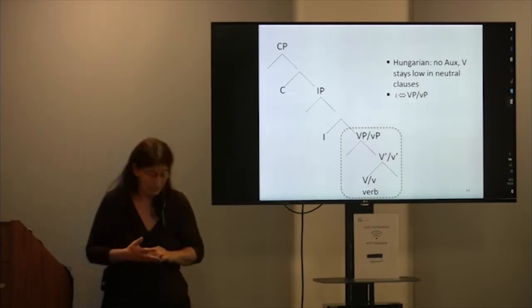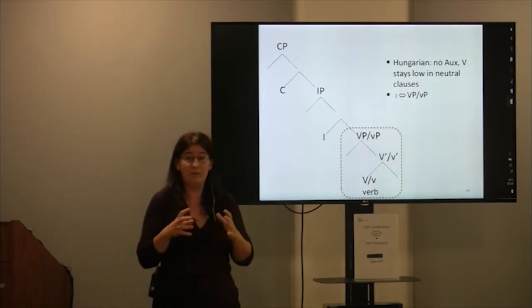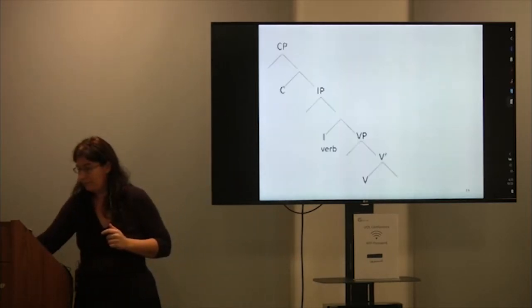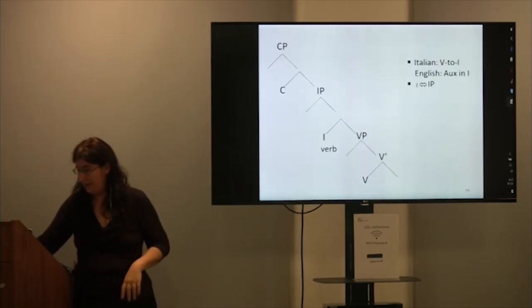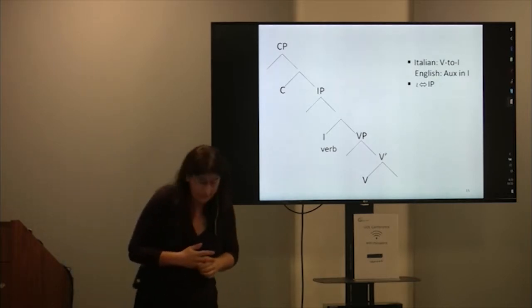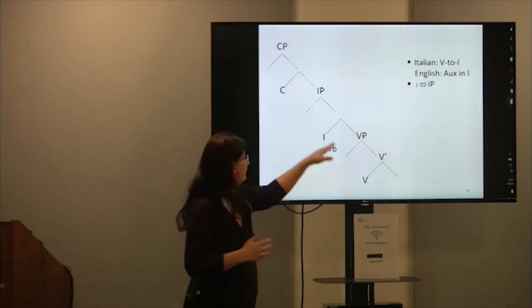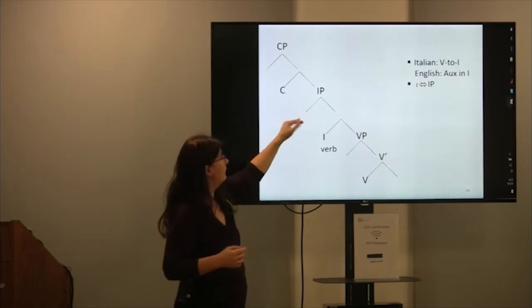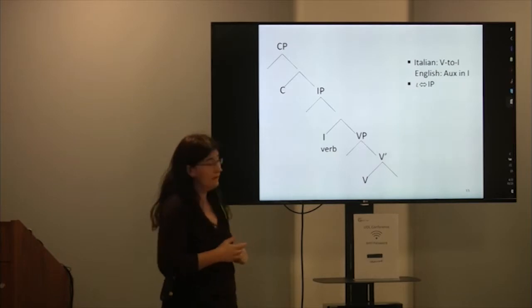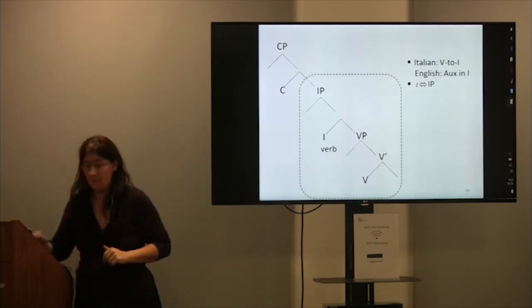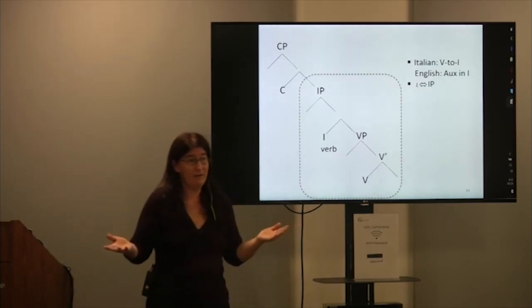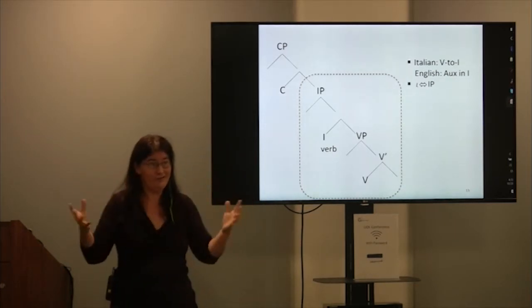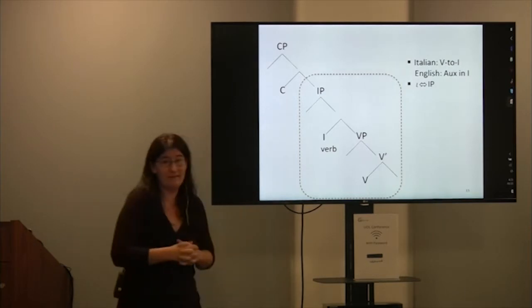Now, in this case, what you predict is that the intonational phrase will be encompassing this domain, because that's where the verb is. Now, take a language like Italian, where you have the verb moving to a higher position, to the inflection node, closer to the subject node. Now, in this case, because the verb is in a higher position, the intonational phrase will be, by our definition, a bigger chunk. That's the idea.